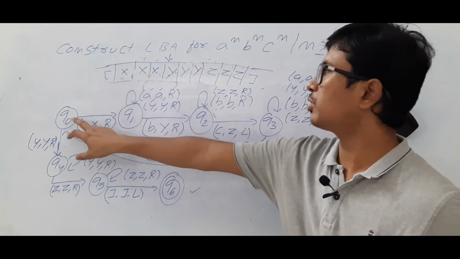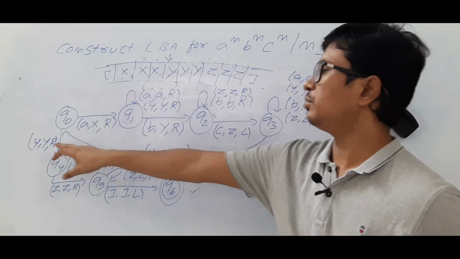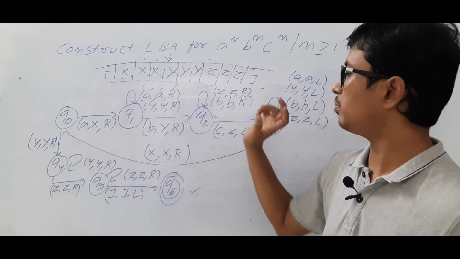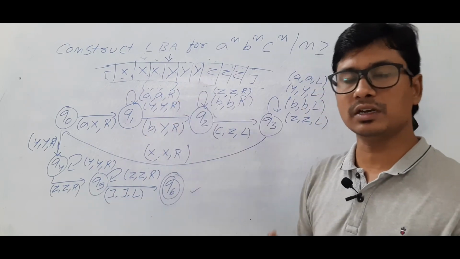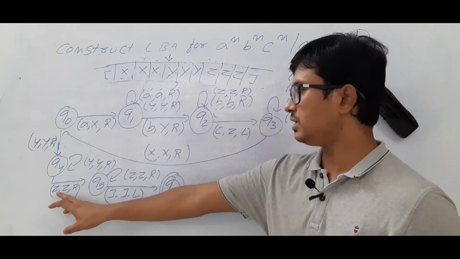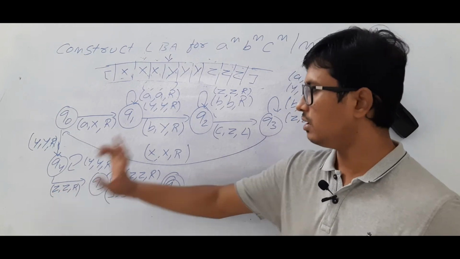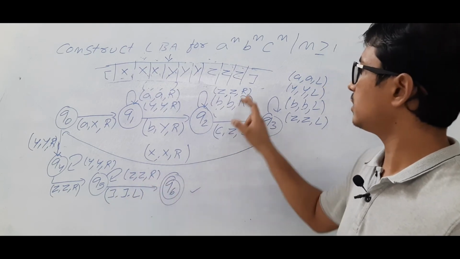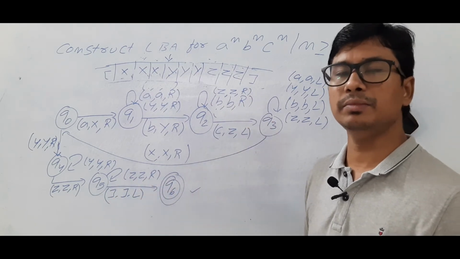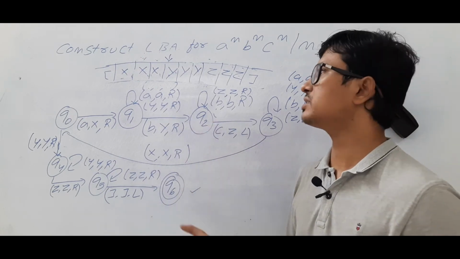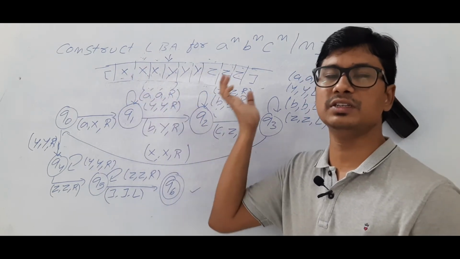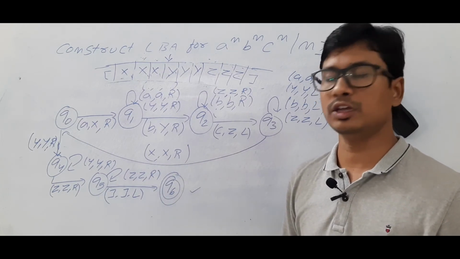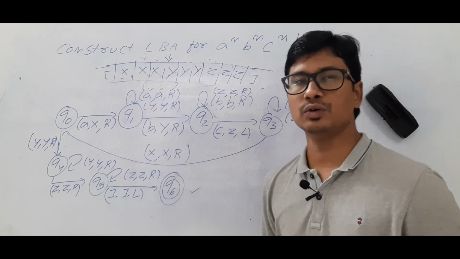From q naught, if you see a y, then you make it as y, keep on moving to the right. So any number of y's if you get, you make it as y's and keep on moving. If you see a z, then meaning is that all the b's are also finished. If the b's are finished, now z has to make it as z, move to the right, and any number of z's if you see, make it as z's, move to the right. If you see the right hand marker, then meaning is that all the c's are also finished. Then we can say that the a's are finished, b's are finished, and c's are finished. Then meaning is that the number of a's are equal to number of b's are equal to number of c's. So we should go to the final state.